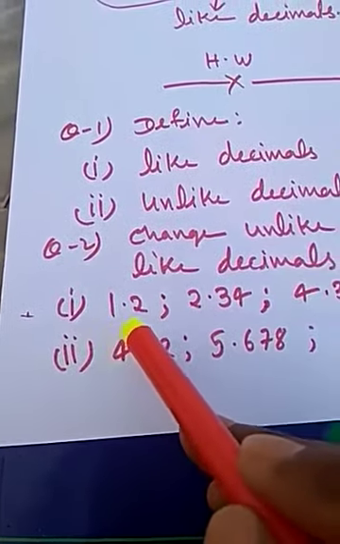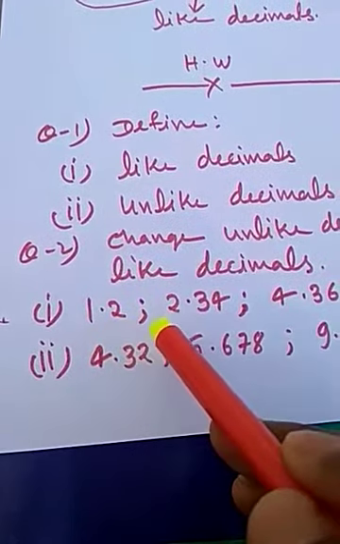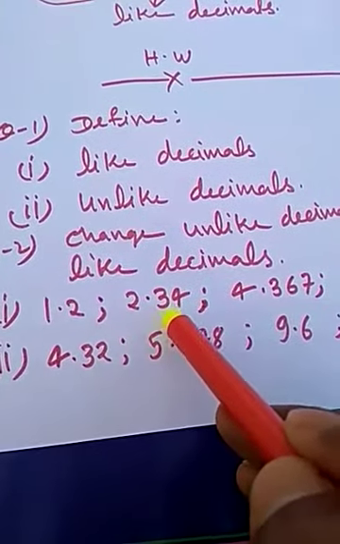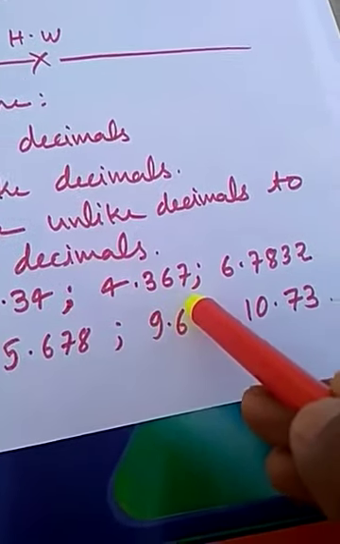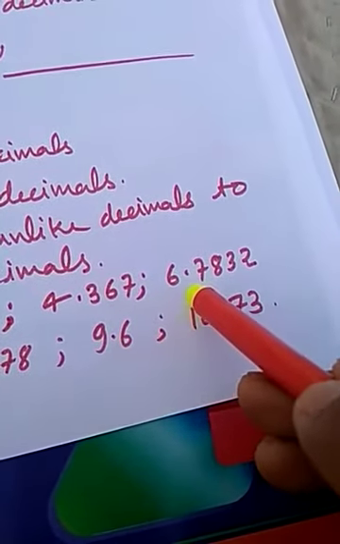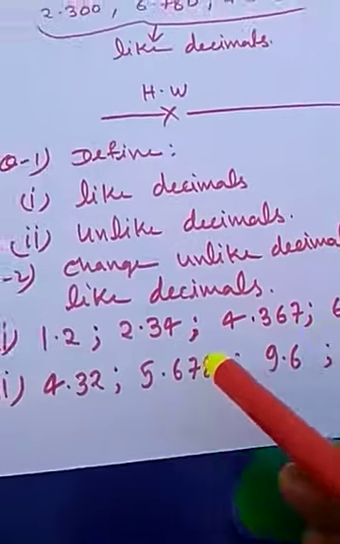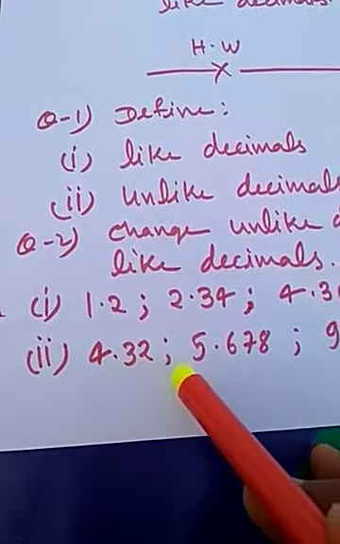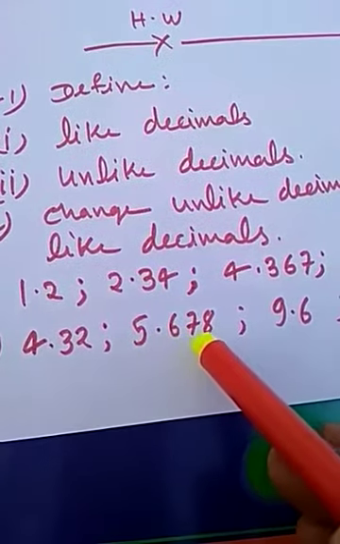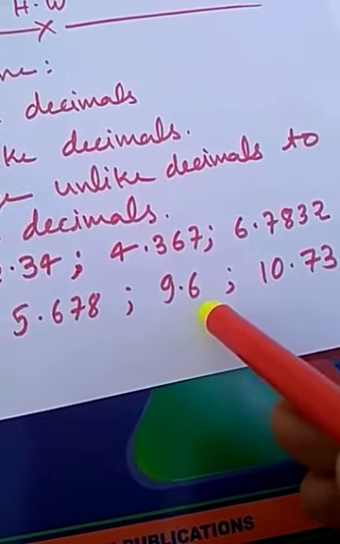First question is 1.2, 2.34, 4.367, 6.7832. Next question is 4.32, 5.678, 9.6, 10.73.